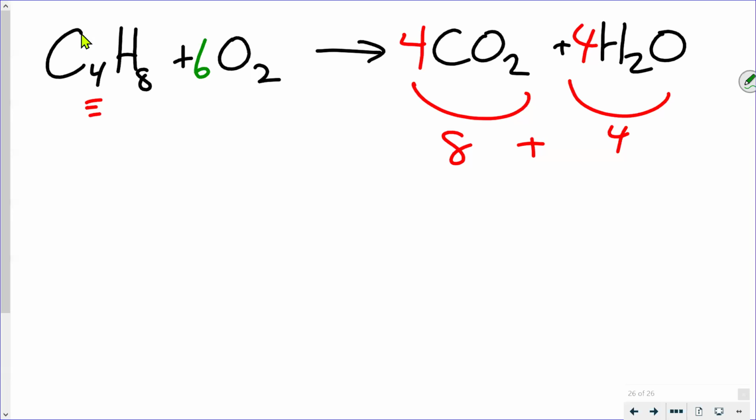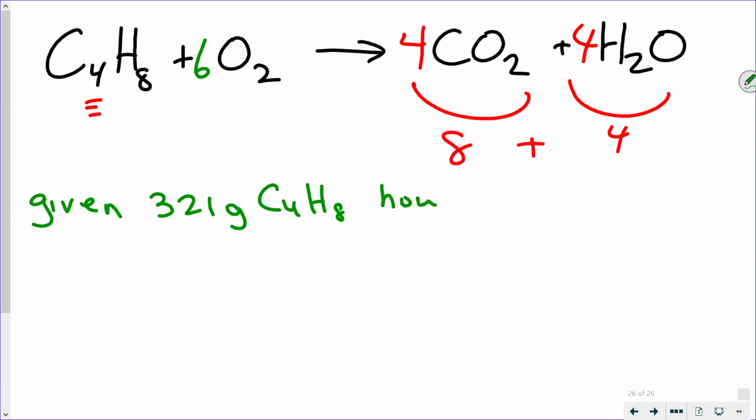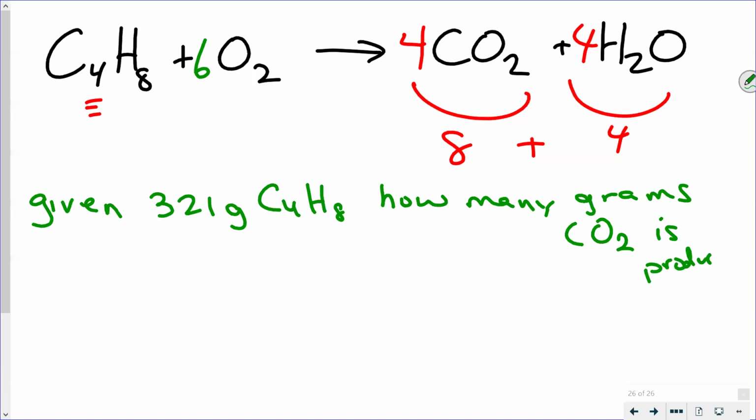Okay. So let's talk about stoichiometry. Last question for today. Given 321 grams of C4H8, how many grams of CO2 is produced?